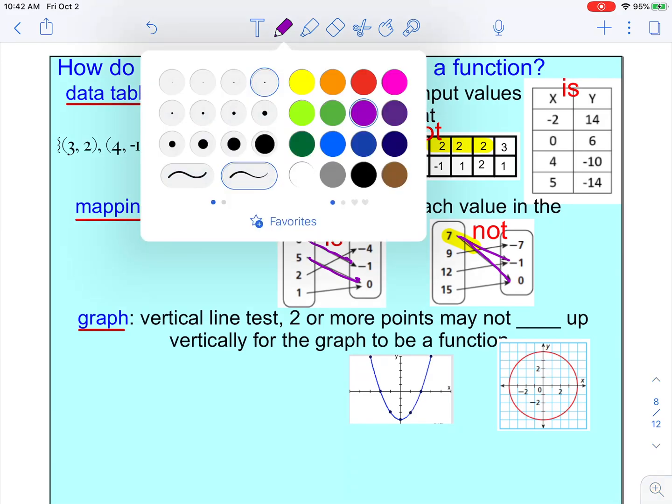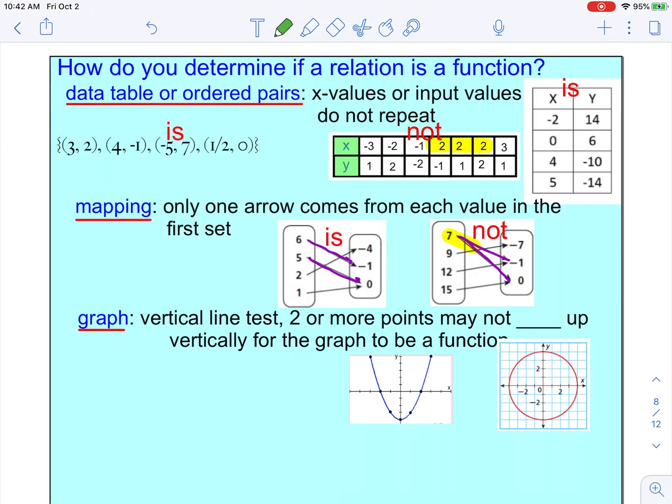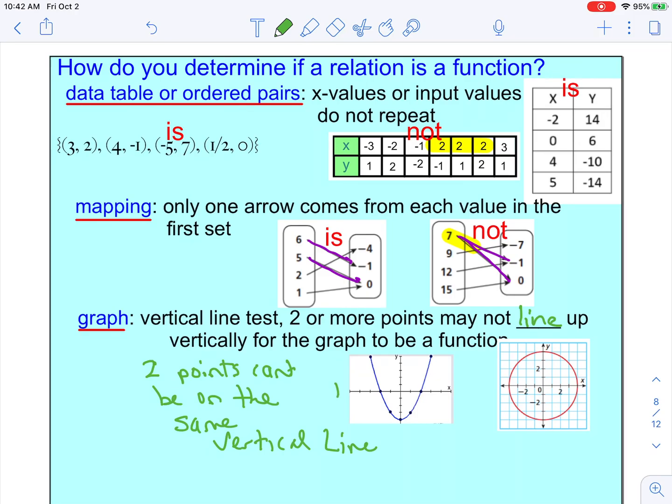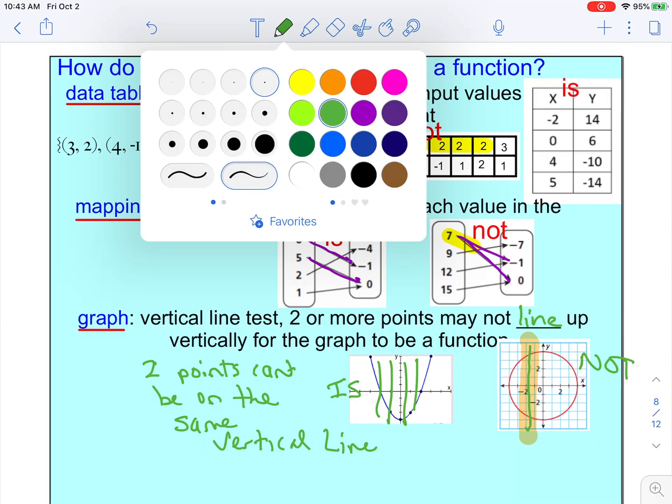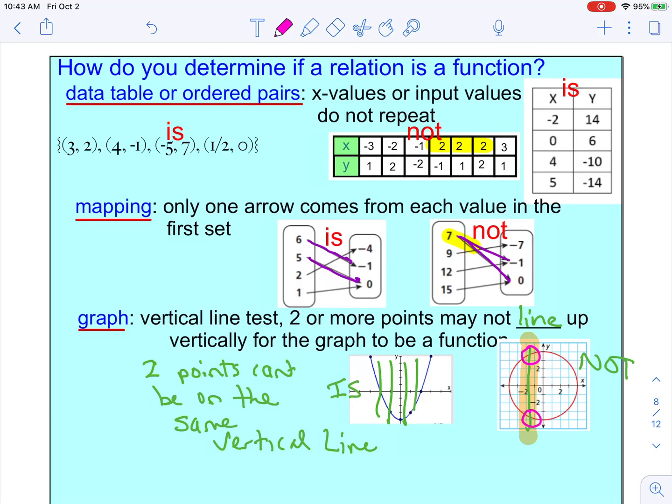And finally, we can tell whether it's a function from a graph, again by doing the vertical line test. Two or more points may not line up vertically for the graph to be a function. Another way to look at it is two points can't be on the same vertical line. So can you figure out whether these are or are not functions? Well, this one is. It passes the vertical line test. Wherever I would draw a vertical line, I would only touch my graph once. But over here, this one is not, because if we draw this vertical line, we can see that it hits my graph in two places, right here and right here. So that one is not a function.